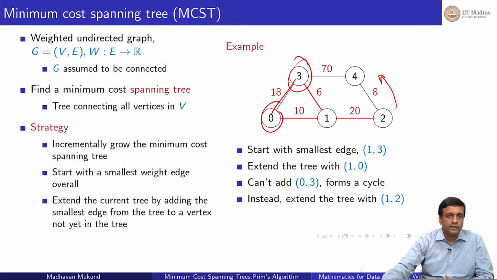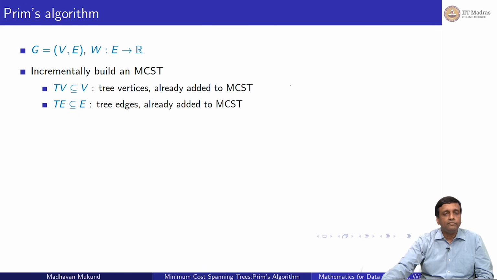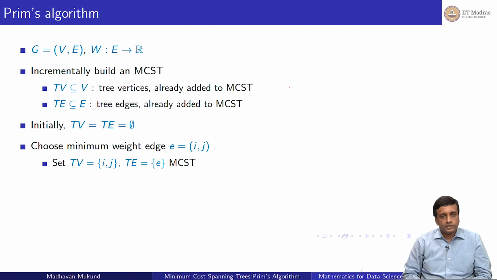It's not just enough to say, like in Dijkstra's algorithm, that we have burnt these vertices, so we are done with them. We need to know which of the edges were used in order to construct the tree. So we keep track of these two things separately, TV, the tree vertices, and TE, the tree edges. Initially everything is empty. The way we described it, we will start with the smallest edge. So overall we look at all the edges in the graph and we pick the smallest edge.